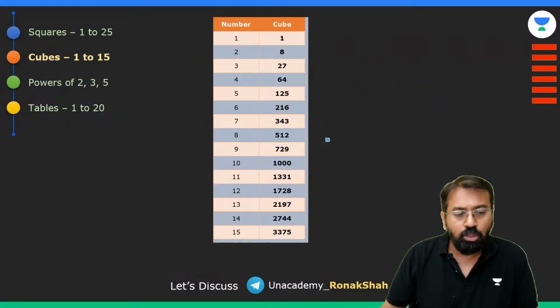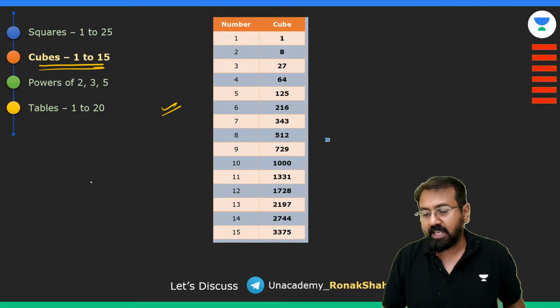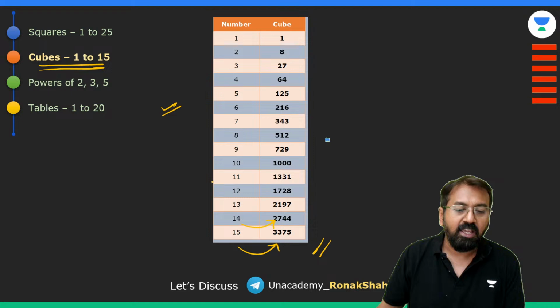Okay, but make sure that you remember the squares of these 25 numbers. Now similarly, you also need to remember cubes of 15 numbers. So I have written these cubes over here. Guys, make sure that you remember these cubes. For example, 15 cube is 3375, 14 cube is 2744, and so on and so forth.